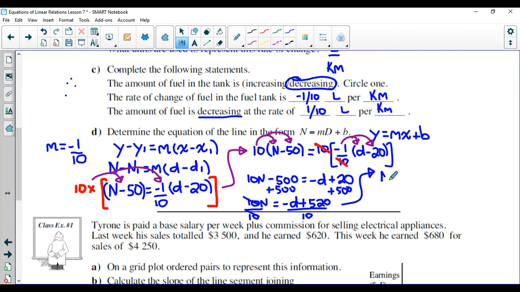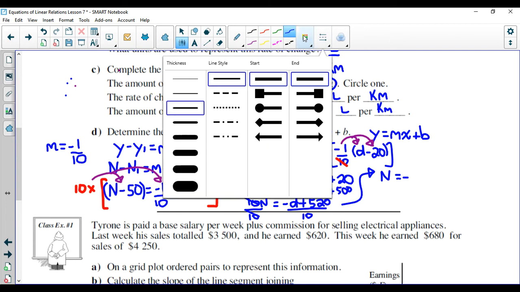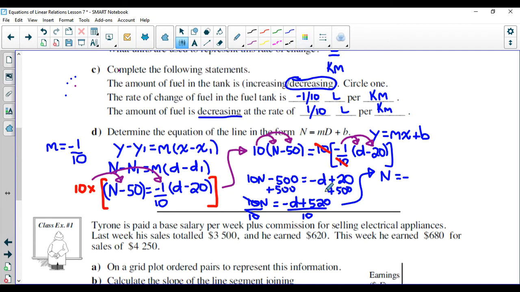Okay, and then my equation, so I've almost got it now. The 10s cancel. So n would be equal to, okay, write the fraction. We write this term over the denominator, so that would be negative d over 10. Negative d over 10 is the same thing as negative 1 over 10 times d, plus the second fraction, 520 over 10.